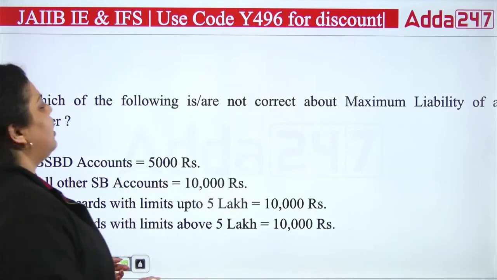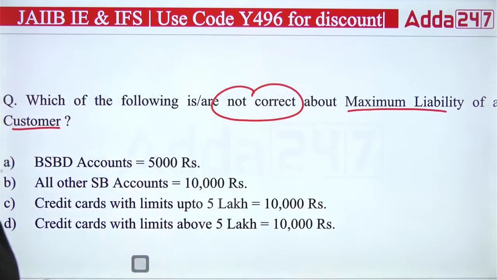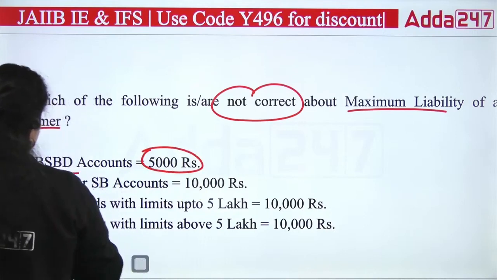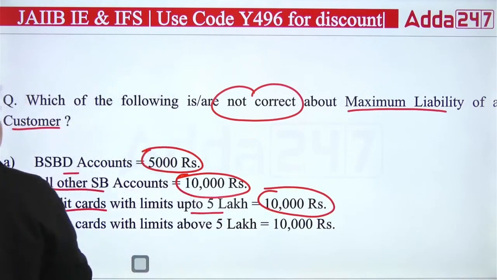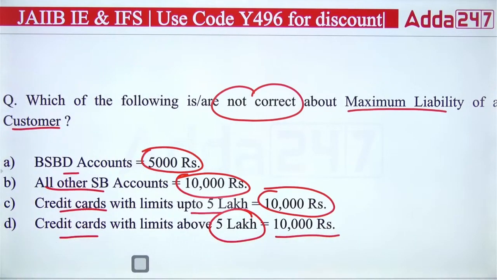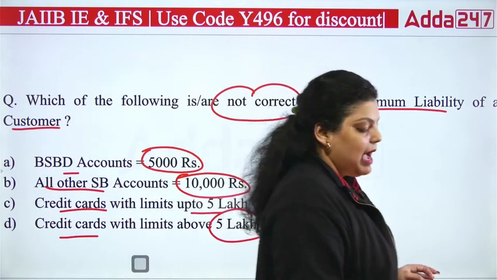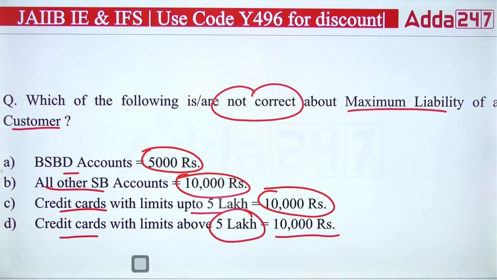Okay, next we have: which of the following is not correct about maximum liability of a customer? First is saying BSBD account 5,000 rupee liability, all other savings bank account 10,000 rupee liability. Then we have credit card with limits up to 5 lakh, 10,000 rupee liability. Credit card with limits above 5 lakh, 10,000 rupee. So which of the following is not correct about the maximum liability of a customer? A proper table has been given in your syllabus about the liability of a customer. A, B, C or D?